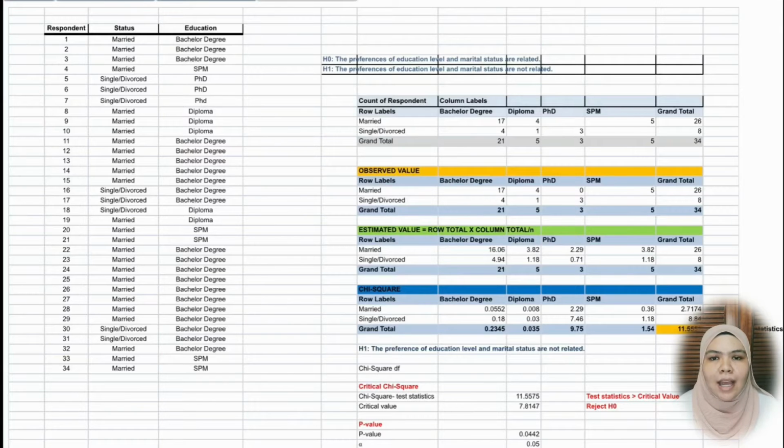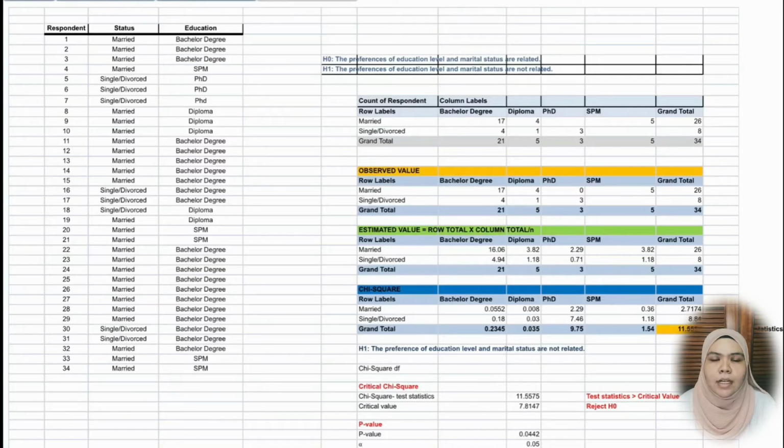Okay, so now this is the last question. Question C is about the chi-square. The null hypothesis stated that the preferences of education level and marital status are related. The alternative hypothesis stated that the preferences of education level and marital status are not related. To create the first table, I use the pivot table and select the data of respondent, status and level of education. For the observed value, I just copy the first table and paste it, because the observed table is used to find the estimated value. The formula for the value is row total times column total divided by grand total.